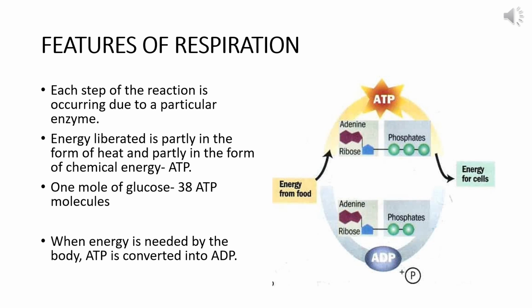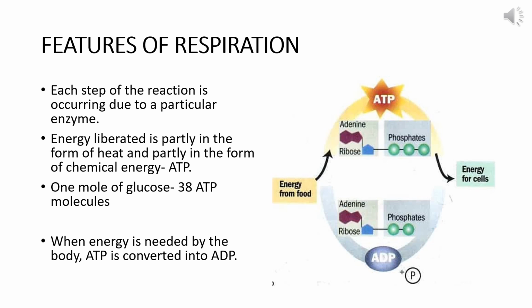So when the energy is needed by the body, the ATP molecules are converted into ADP. ATP is adenosine triphosphate and ADP is adenosine diphosphate. So whenever energy is needed by some part, like some muscle is moving, like I am doing exercise, my muscles need the energy. So in the muscle cells, the ATP that is present will get converted into ADP. A phosphate molecule will be removed.